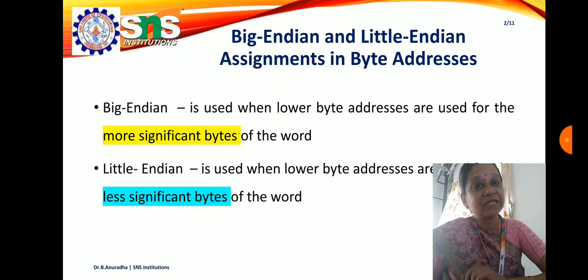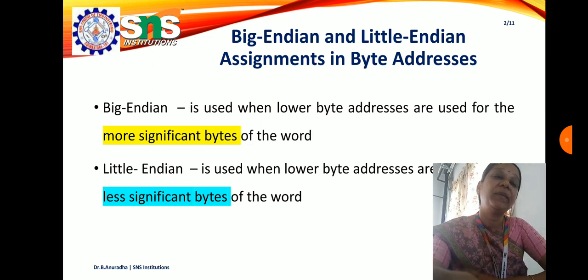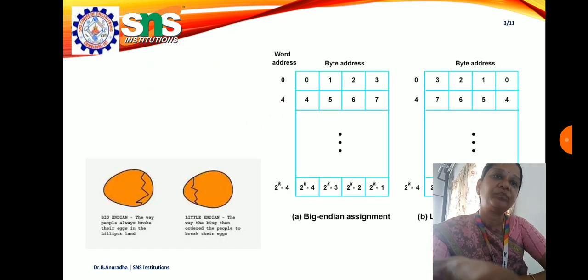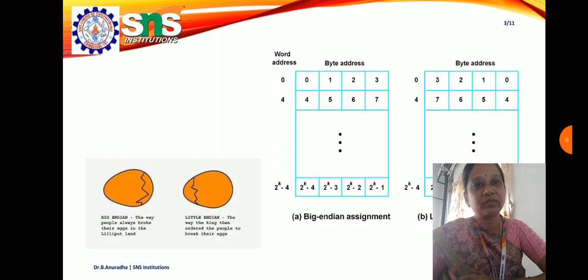Whereas the Little-Endian method is used to store when the lower byte address is used for the least significant byte. If I have 8 bit data, the lower byte will be at the lower location and the higher byte will be present in the higher location. This is the Little-Endian method. Just the opposite happens in the Big-Endian and the Little-Endian methods. So this diagram shows the Big-Endian assignment method and the Little-Endian assignment method.